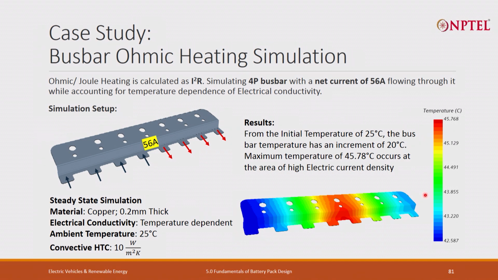Steady state simulation. But if you see here, now it has reached 45 degree. In fact, the whole bus bar is between 42 to 45 degree, but the central region has reached 45 degree centigrade. And why has this area reached it? Two reasons: one is high electric current density here, and also less convective path here.